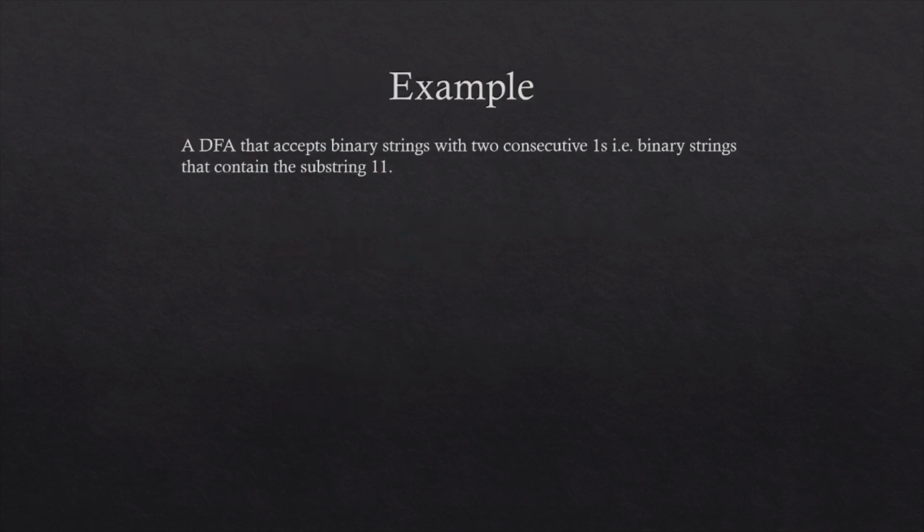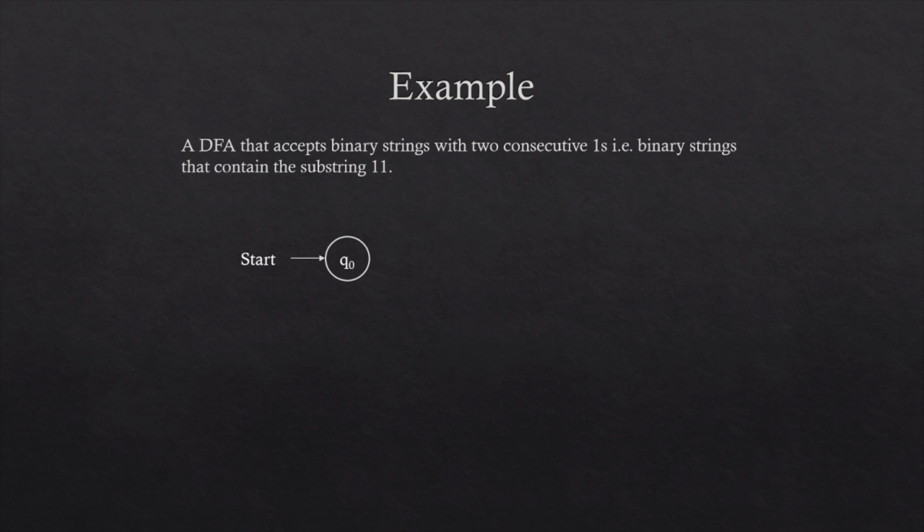For a running example, let's take this automaton. We're going to try and design an automaton to accept all binary strings that contain 2 consecutive 1s, or 1, 1 as a substring. The state Q sub 0 is the starting state.